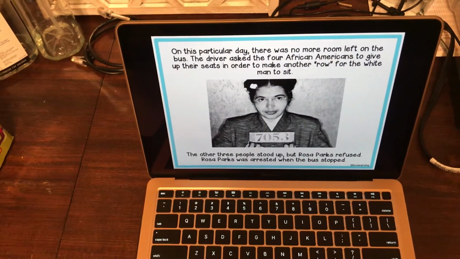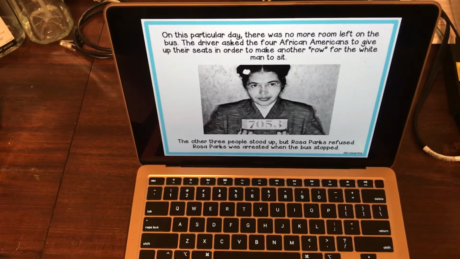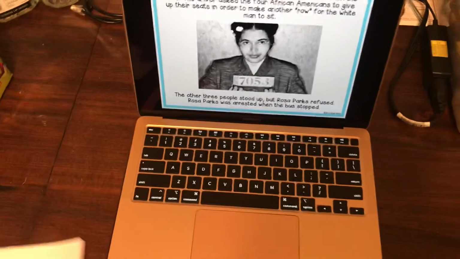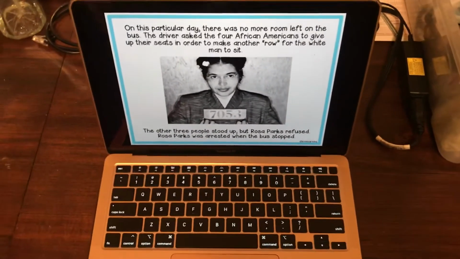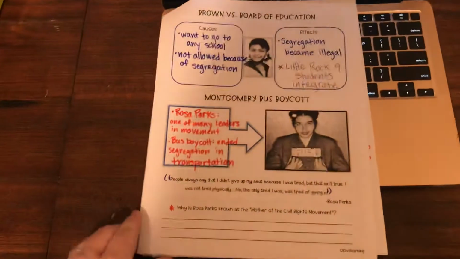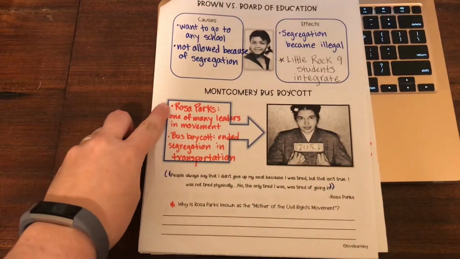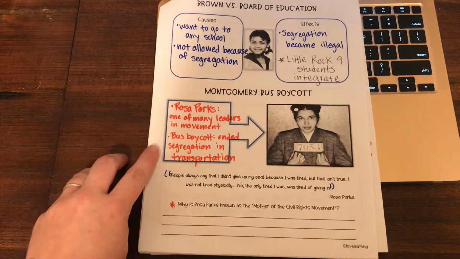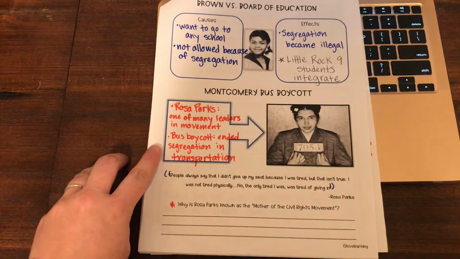Now, we talked about Rosa Parks, but there were many other people, including her, that stood up against these kinds of laws or regulations. And it wasn't just her, of course, but she became this face of this movement for the boycott. So I won't read word for word the PowerPoint because you can go and check it out for yourself. But we finished up our notes with Rosa Parks here being one of many leaders in a movement. And the bus boycott ended segregation in transportation.